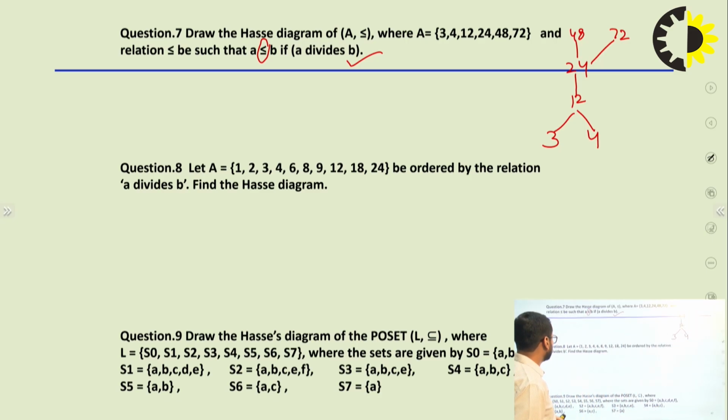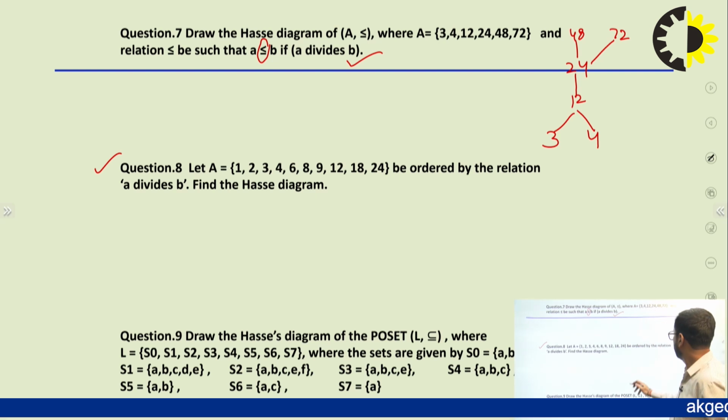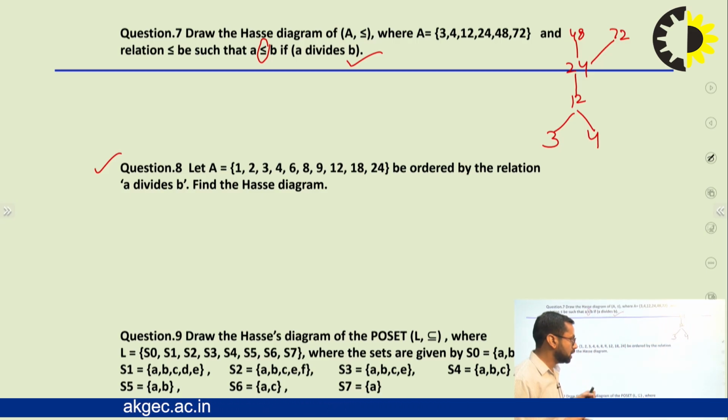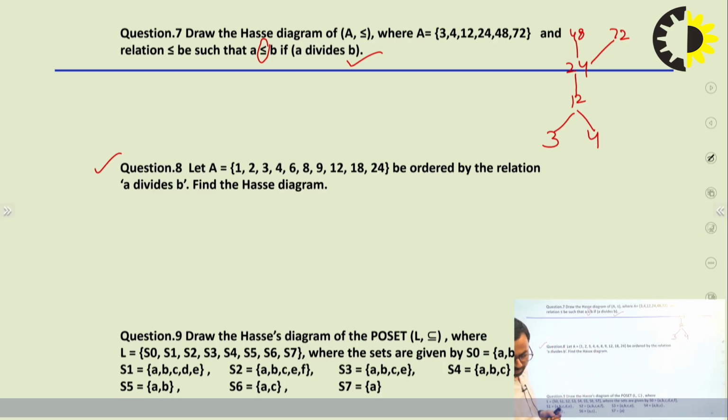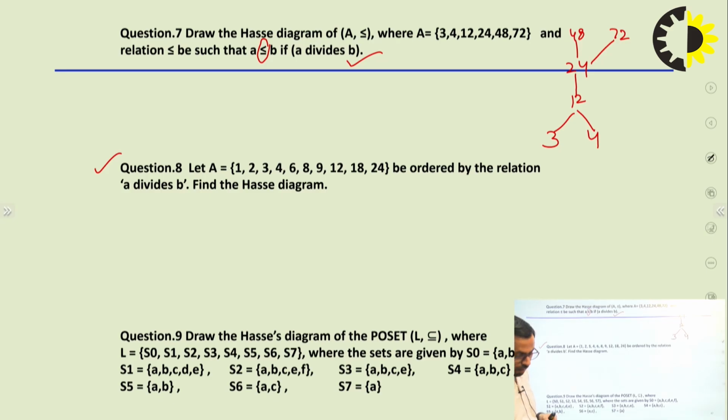We take the next question, that is, the set A that contains some elements. We order it by the relation A divides B, then find the Hasse diagram. We have the same formation just like the previous one. So firstly, you try to solve this question yourself, then check this video further.